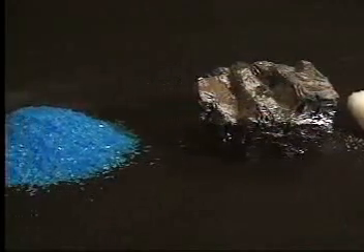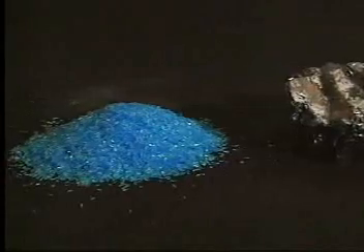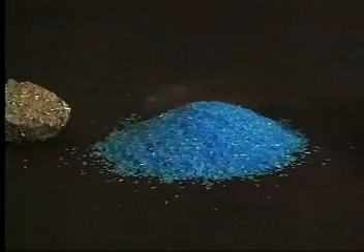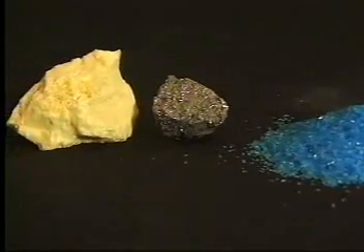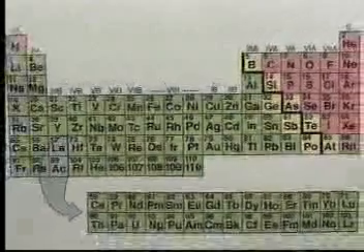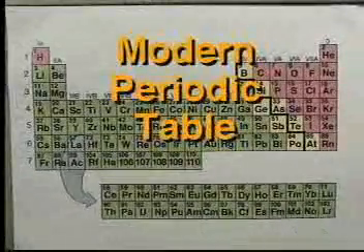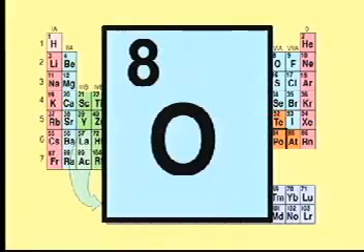There are over 100 kinds of known elements, with many yet to be discovered by scientists. These elements are organized in a chart like this one. It is called the modern periodic table. The modern periodic table contains all known elements and a lot of information about the elements.